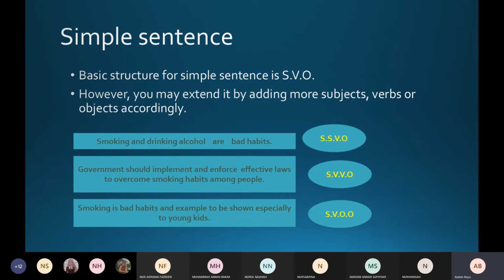This is actually the structure of a simple sentence. It's not that a long sentence is not a simple sentence. It depends on the structure: it has a subject, a verb and an object. And you can extend it by adding more subjects, verbs or objects. It will look long, but it is still a simple sentence. Because we want variety in our essay.